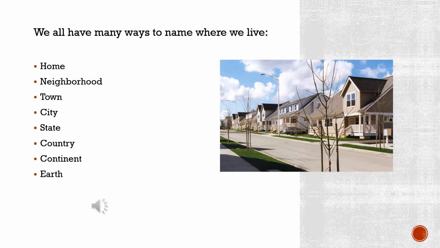We have many ways to name where we live. You'll see some examples here, like home and neighborhood, but there are more. For example, we live in a community. We live, some of us, near the water. We live where there's lots of buildings. What are some other ways that you could name where we live?